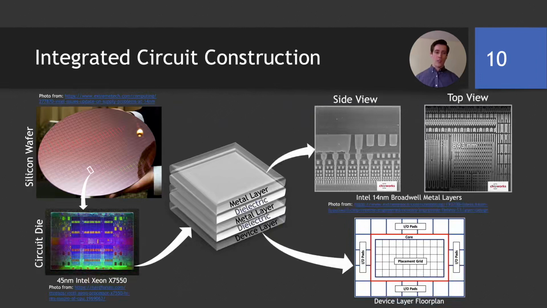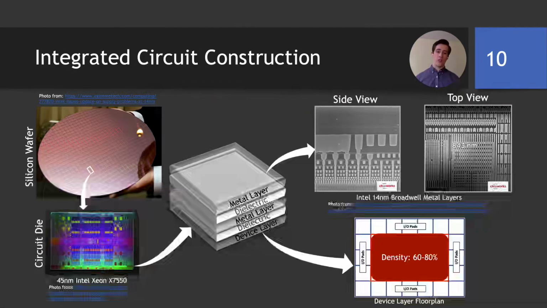Stacked above the device layer are several metal layers where wires are routed to connect the transistors on the device layer below. As you can see in the side view of the metal layers, wire sizes increase as you go higher in the stack. As we will use ICAS to show, the fundamental reason circuits are vulnerable to hardware Trojans is because the density of the device layer is less than 100%. And this is for two reasons. The first is that the wires used to connect the transistors are often larger than the transistors themselves.